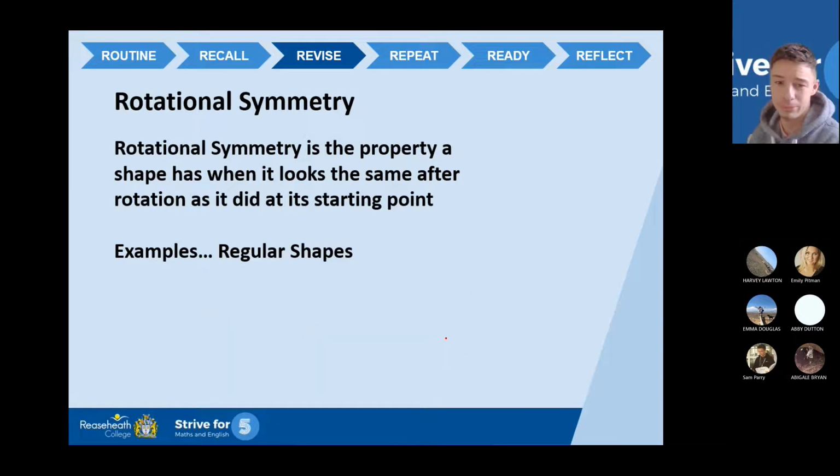Now, rotational symmetry is slightly different. Rotational symmetry is how many times you can rotate the shape so that it looks how it did at the start, in one full rotation. So I'm talking 360 degrees. And there are two different examples here. You've got regular shapes, so a rectangle, for example.